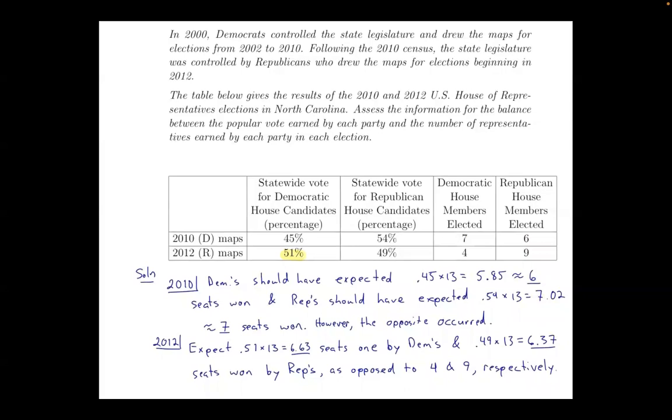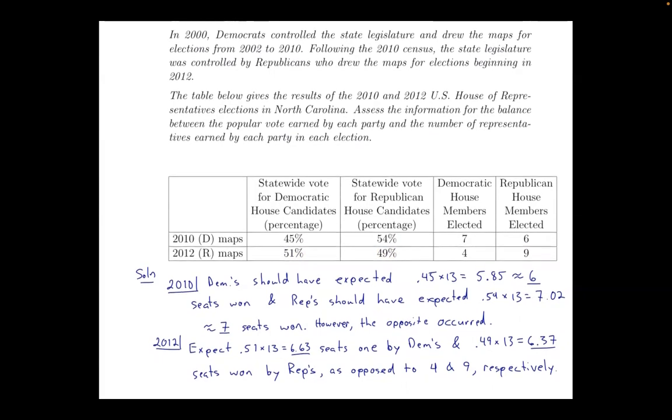So in other words, 51% of the people in the state voted for a Democratic candidate. Everybody voted for candidates in their own districts, but 51% of voters preferred their Democratic candidate in their district. Similarly, 49% preferred their Republican candidates in their district. Now, what happened? What was the outcome?